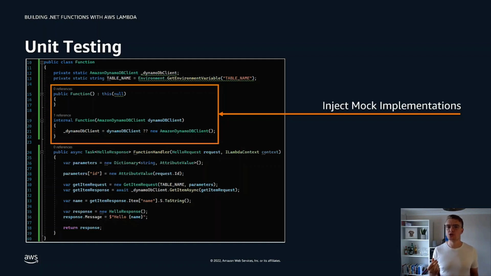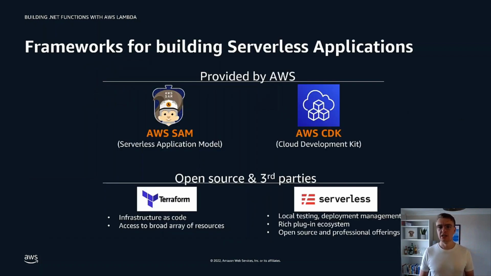And we'll actually look at a tool that you can use to really quickly synchronize your local code to the cloud. There's a large number of frameworks you can use to actually build serverless applications. There's two provided by AWS, the Serverless Application Model and the Cloud Development Kit. And then there's a few open source and third-party tools like Terraform and the Serverless Framework. For this presentation, I'm going to focus mostly on AWS SAM. But if you are interested in the CDK, I've got another talk later today covering building event-driven architectures with .NET and the CDK. So check that out if you're interested in the CDK.